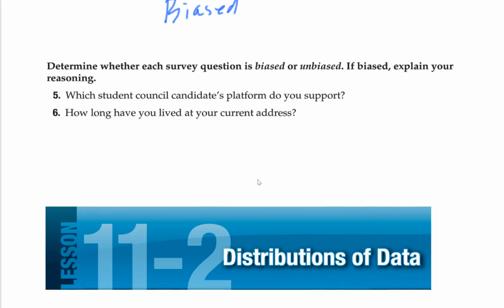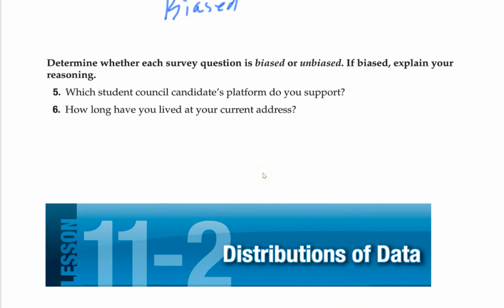So a couple more. Which student council candidate's platform do you support? Again, notice they're not trying to lead you a certain way. They're just asking a specific question. That's unbiased. How long have you lived at your current address? Again, they're not trying to lead you a certain way. That's another unbiased question.